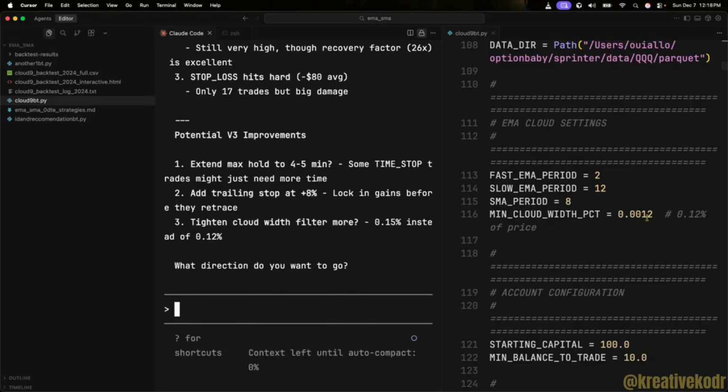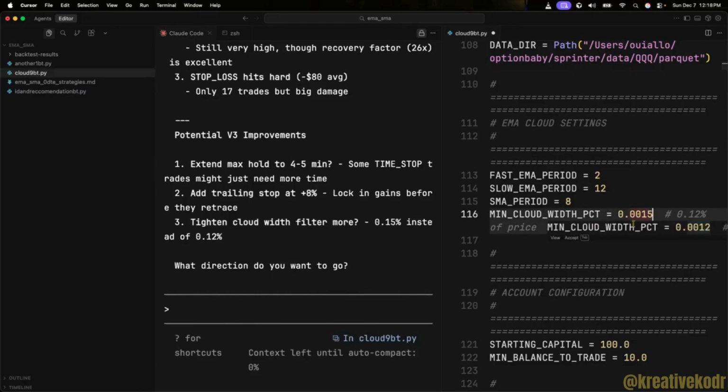I'm thinking about, instead of 0.12, let's make it 0.15, right? So let's make that a little bit tighter, right? Our 8 estimate, I kind of like that. Let's drop it down to 5. I'm not going to change 2 and 12 because I think these are our golden zones, right? This is our Goldilocks zone, so I'm not going to change that.